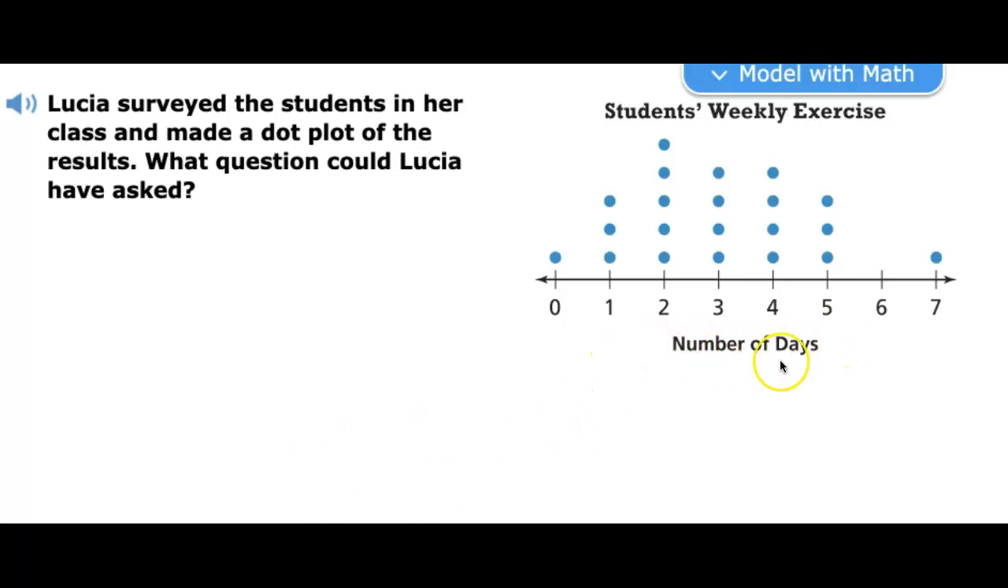So let's look at this dot plot: number of days and students' weekly exercise. At 0 days, there are 0 students who exercise. For day 1, there are 1, 2, 3 students who were able to exercise. For day 2, there are 1, 2, 3, 4, 5. Day 3, 1, 2, 3, 4, and so on. And day 6, there is none. And day 7, there is 1.